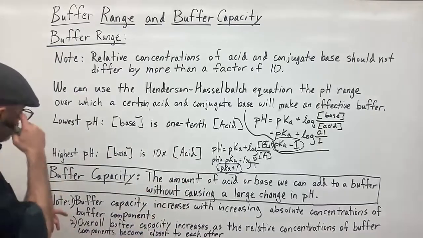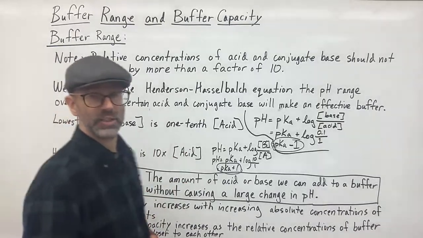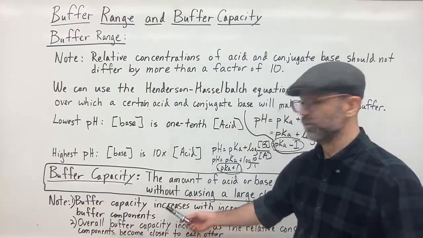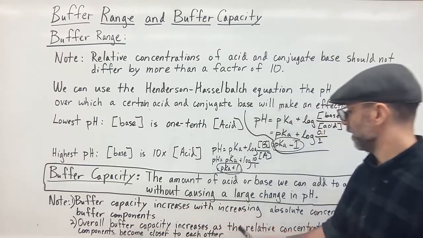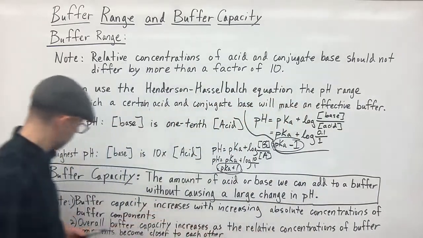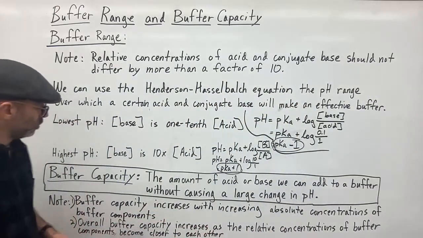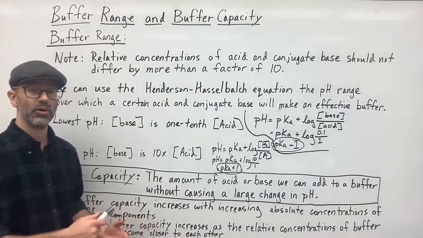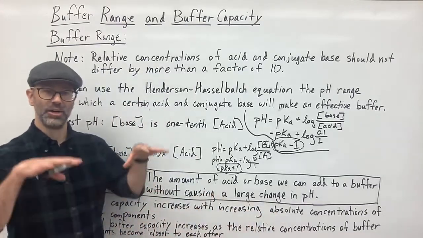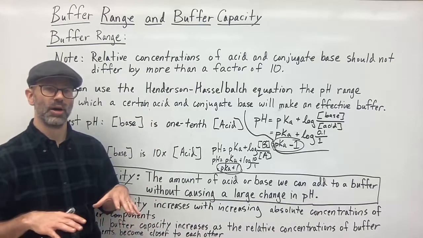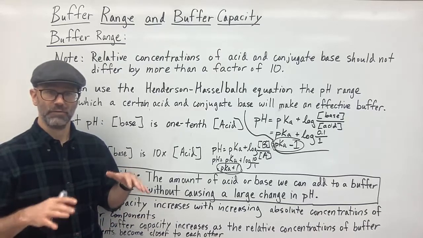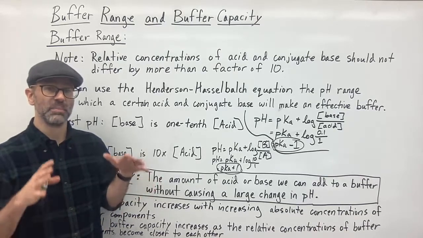And so a couple of notes based on what we've said so far regarding buffer capacity is that the buffer capacity is going to increase when? It increases with increasing absolute concentrations of the buffer components. So what does that mean? We saw in an earlier video that the higher the concentration of our acid and base, that means it's going to be a more effective buffer. It's going to resist the change in pH more.